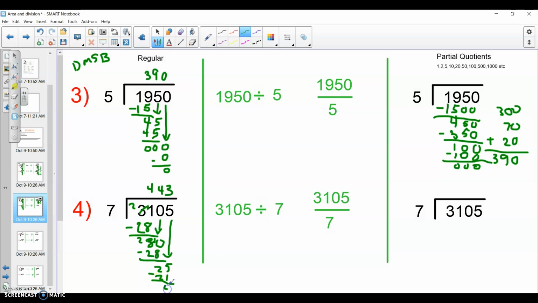Now here's the thing. You know you're done when you don't have any other numbers to bring down and your remainder is smaller than your denominator here. Okay? So you guys are used to putting an R4, R being the remainder 4. In middle school and high school, we go fractions. So you're going to put your 4, which is your remainder, on top. And over here again, just like in this division problem, the 7 is on the bottom. You're going to keep the 7 on the bottom.